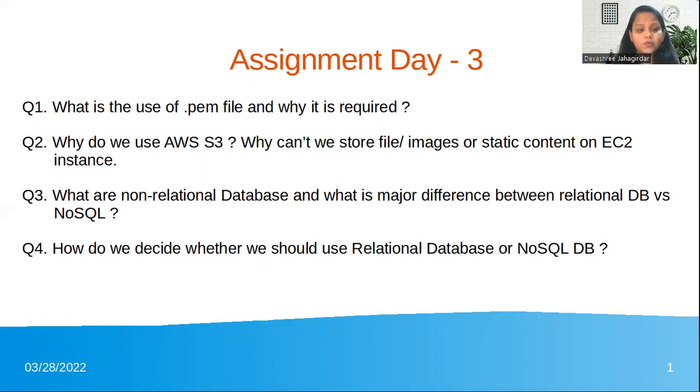Now moving to the third question, that is, what are non-relational databases? What is the major difference between relational DB versus NoSQL? So relational DB stores data completely in tabular and normalized format. On the other hand, NoSQL databases do not enforce you to follow the same format, but it can be achieved through proper design consideration.